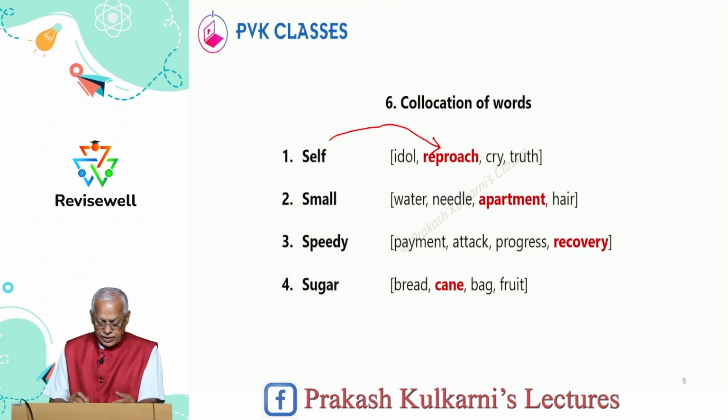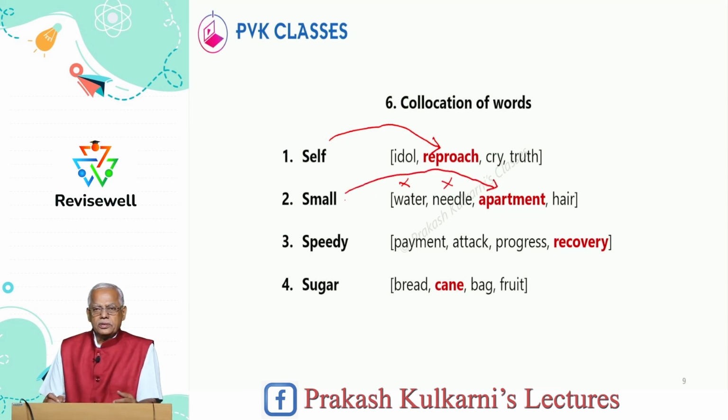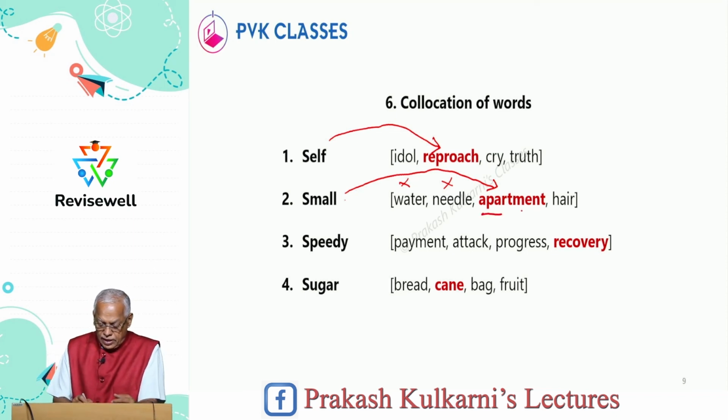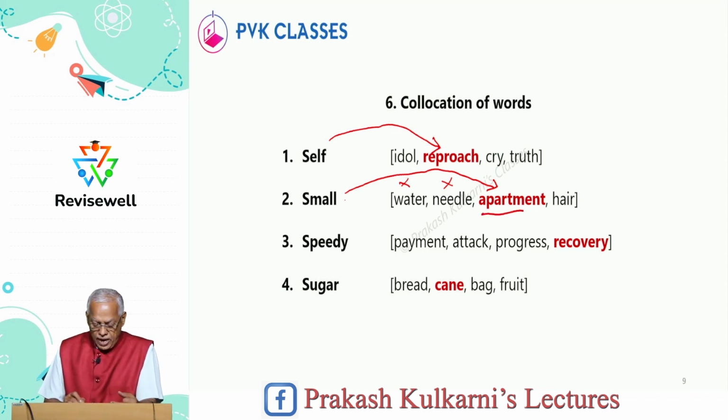Self-reproach. Second one is small dash. Small water, it is not. Small needle, no. Small apartment, like small house, small apartment. So we don't say small hair. Generally, we say short hair. So therefore, the correct collocation is small apartment.